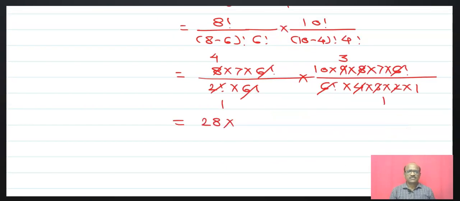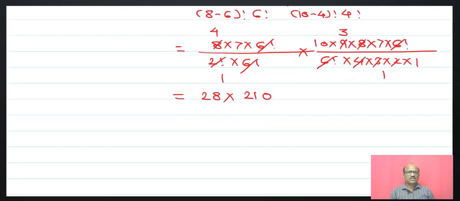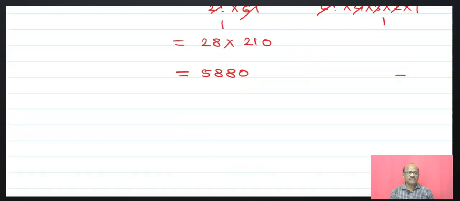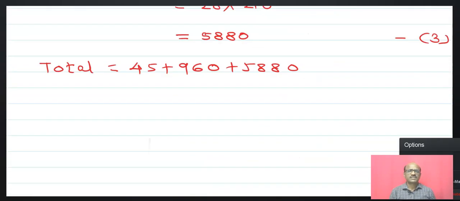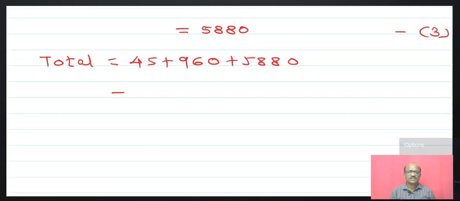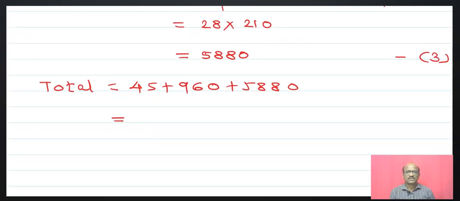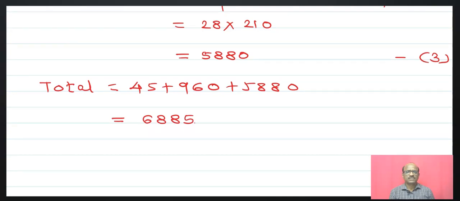Therefore, its value is 28 into 210. That is 5,880. Therefore, the total number is 45 plus 960 plus 5,880. Therefore, total is 6,885.